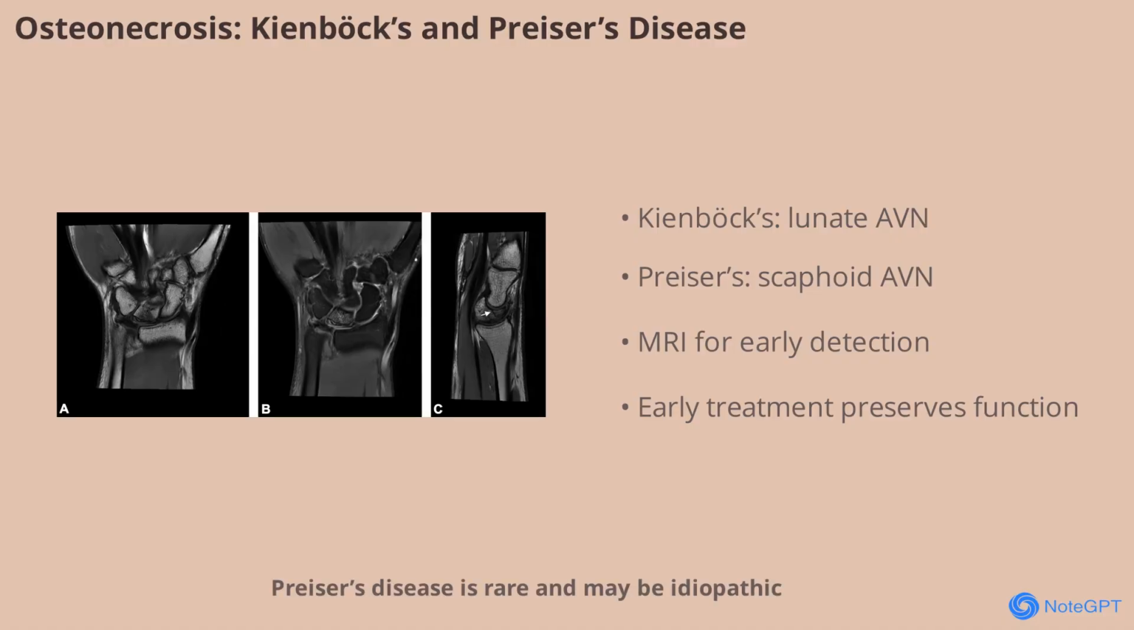Preiser's disease is rare and may be idiopathic or related to repetitive trauma or steroid use. MRI helps differentiate between types and stages, guiding management. Early recognition and intervention are key to preserving wrist function.